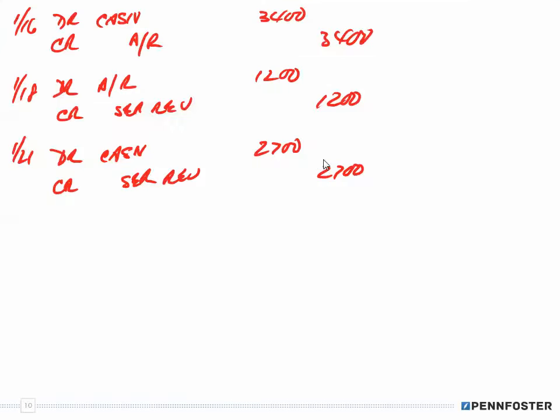Purchase supplies on account for $400. Am I affecting cash? No. Am I affecting accounts payable or accounts receivable? Yes. I'm affecting accounts payable because I'm purchasing supplies. So I'm going to credit my accounts payable for $400, and I'm going to debit my supplies for $400.